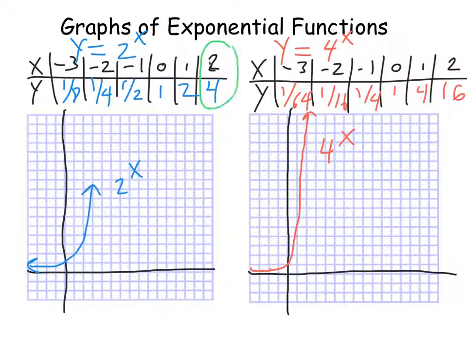This point in the table right here. For 4 to the x power, by the time this one had an x value of 2, the y value was already up to 16. Okay, so it increases quite a bit quicker.